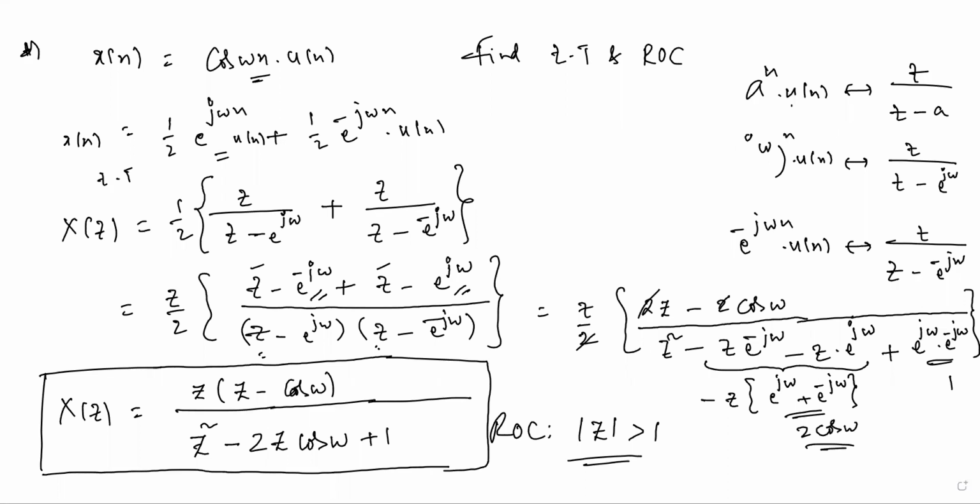I think all of you noted. Right. If x of n equals sin omega n u of n, find the z transform and ROC.